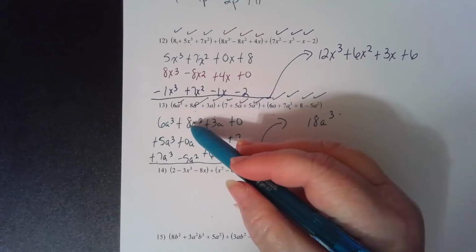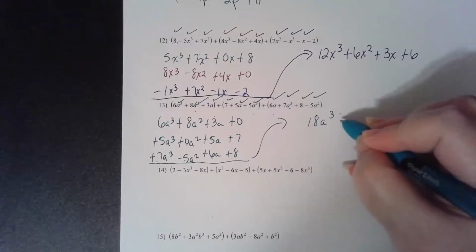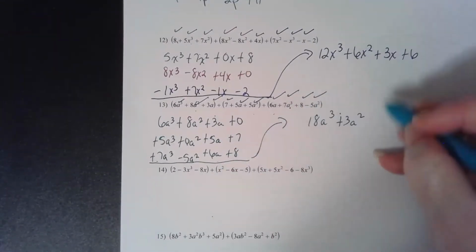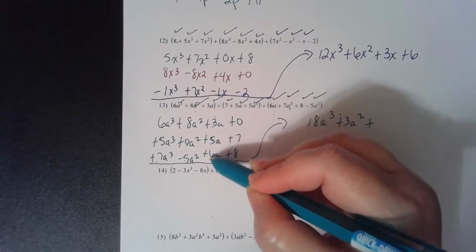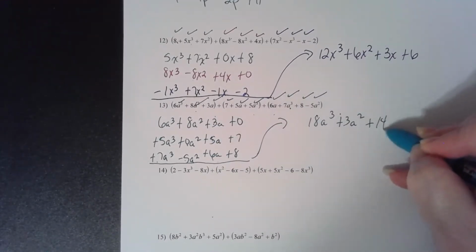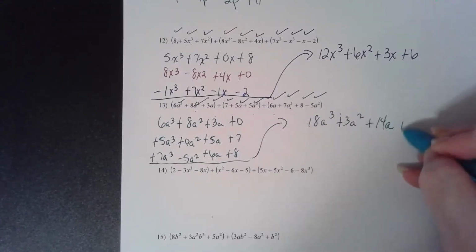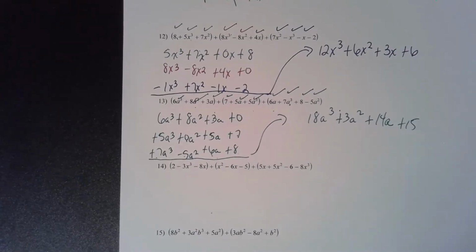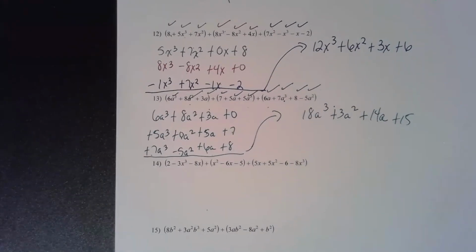Okay. 8 plus 0 is 8 minus 5, so plus 3a squared. Well, these are all positive, so that's going to be a positive number. 3 plus 5 is 8, plus 6 is 14, 14a, and then 0 plus 7 is 7, plus 8 is 15. Okay. All right. Next one.